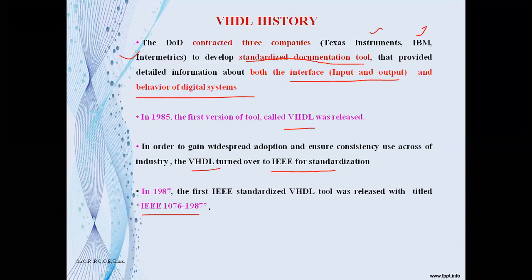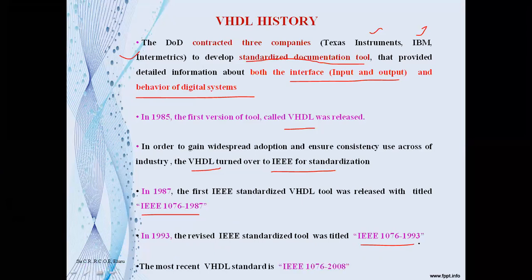And in 1993, the revised IEEE standardized tool was released, titled IEEE 1076-93. After the first version, they had the feedback, and they made major modifications and released the revised IEEE standard version of the VHDL tool. So in 1993, the standard is known as IEEE 1076-1993.